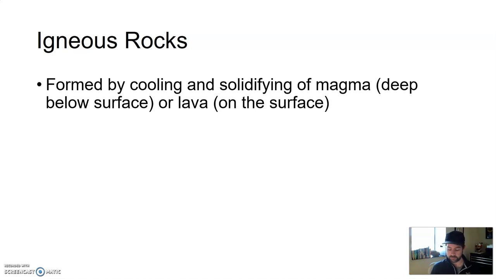And we'll talk more about that when we get to volcanoes. But igneous rocks are formed when that hot molten material cools. If that magma stops underground, it cools and forms intrusive igneous rocks.